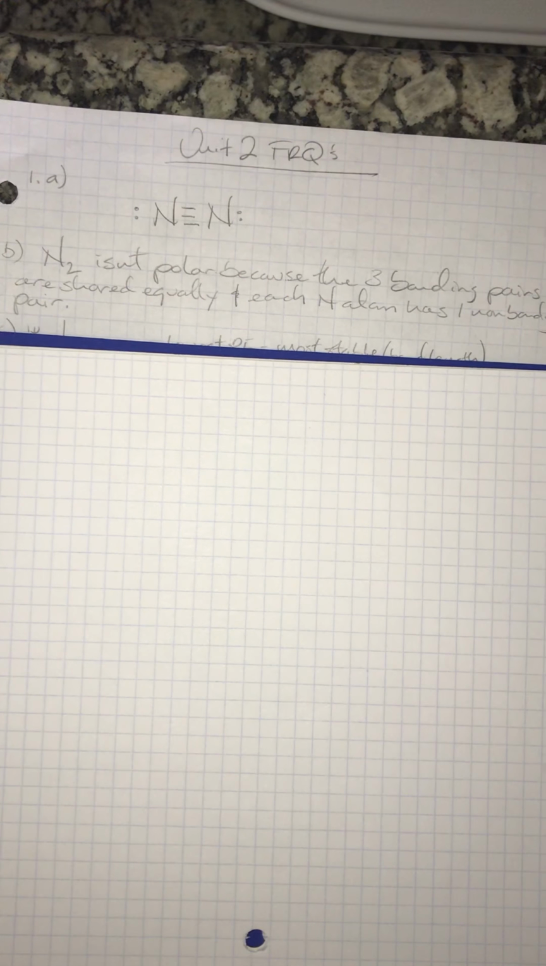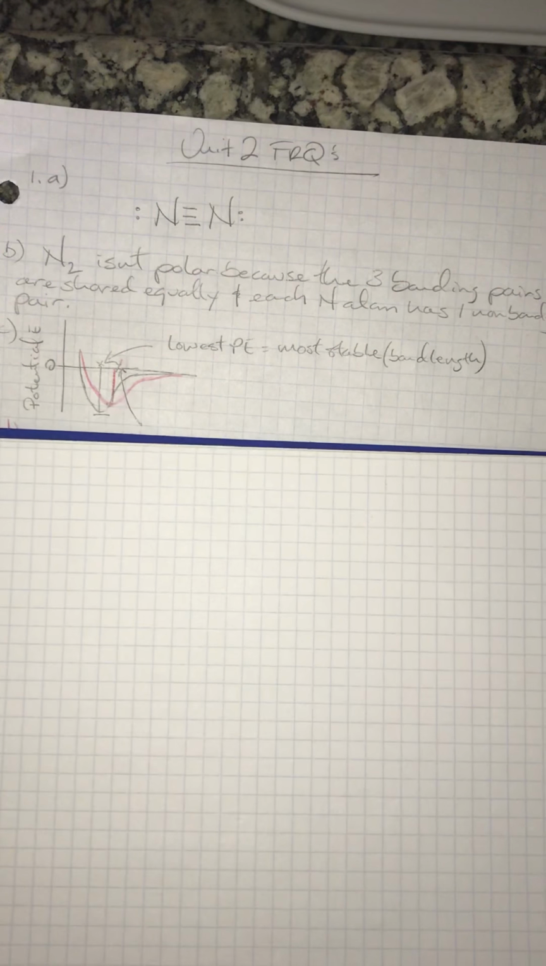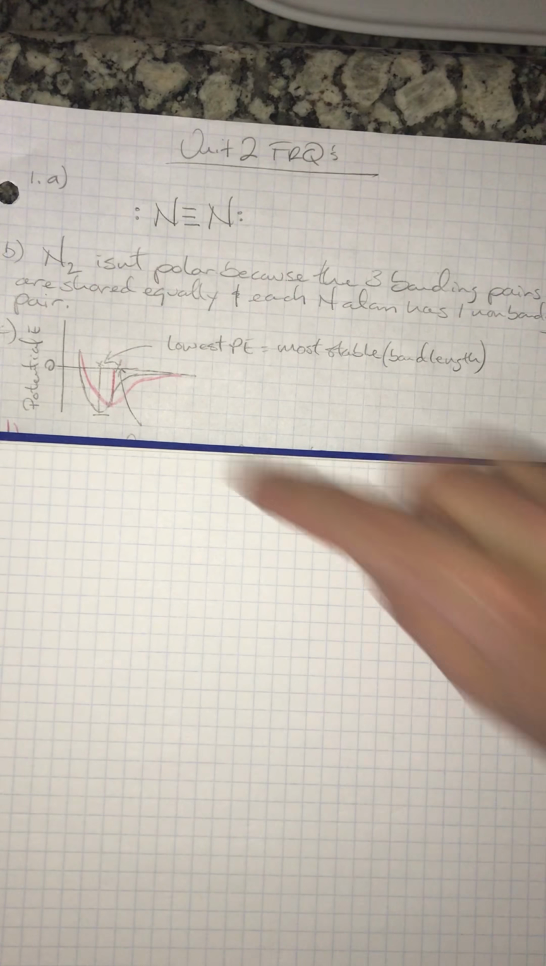Then part C asks you about a graph with potential energy and internuclear distance, basically how far apart each of these nuclei are from each other. It says put an X where it indicates the bond length of N2. Well, it would actually be this one right here. That is the lowest potential energy, the most stable, and so that's where you would have it.